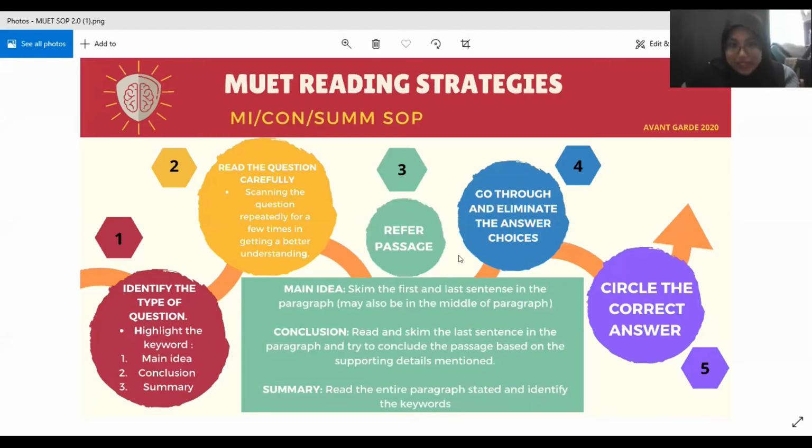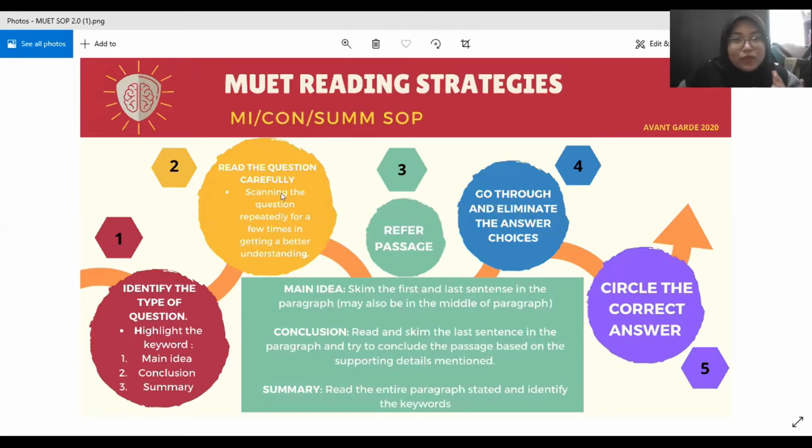Okay, thank you, Qushairy. So next I'll be explaining the SOP for Me Konsam question. Me Konsam stands for main idea, conclusion, and summary. Before we answer, we need to identify the type of question, whether it is main idea, conclusion, or summary, by highlighting the keywords. But a side note, the keyword might not be mentioned as main idea as the word given. It may be paraphrased. I will show it in the question in a bit.